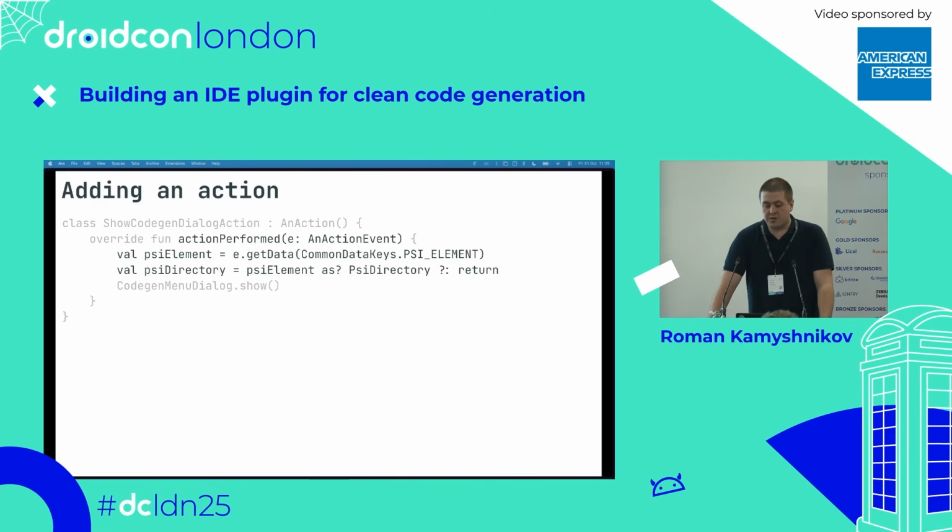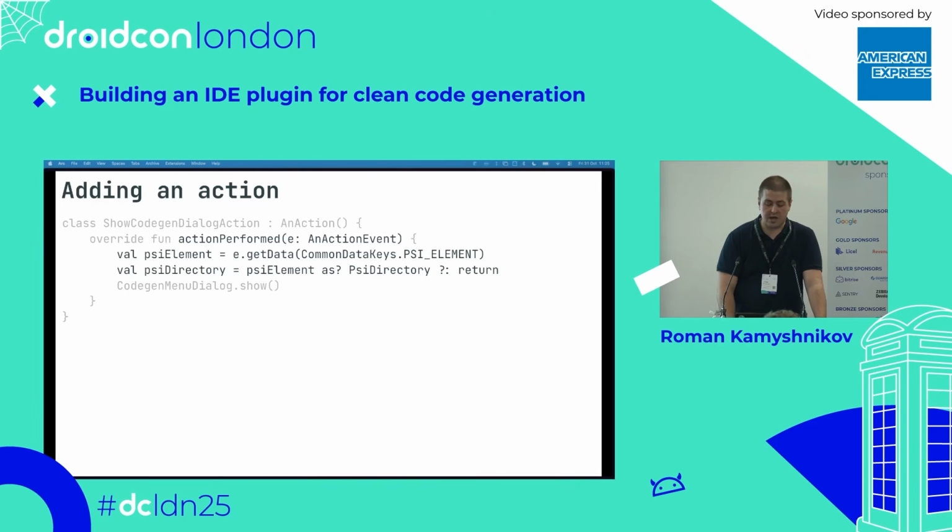Next, once the user clicks on our action, an action performed callback will be called, and we get an event here. And from here, we can extract all sorts of useful information. But for us, we are only interested in getting the PSI directory, which is the PSI element for folders, and this will tell us the first piece of information that we need for code generation, which is where do we want to generate our code.